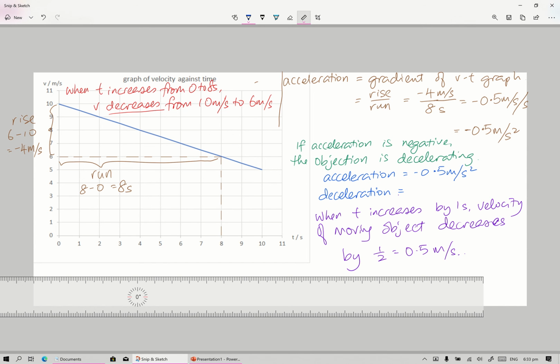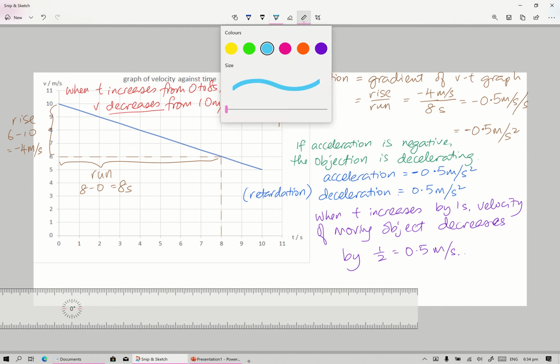Deceleration, okay, when you write deceleration, you can ignore the minus sign, because the meaning of deceleration means slowing down. You can just write 0.5 meter per second squared. And there's another word for deceleration, it's called retardation. Not very commonly used, but you see that on and off, right?